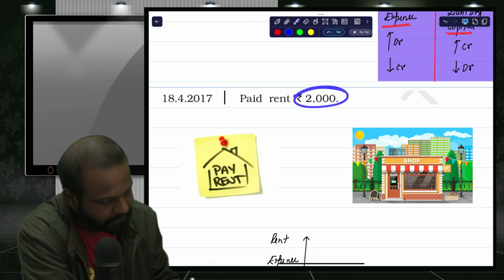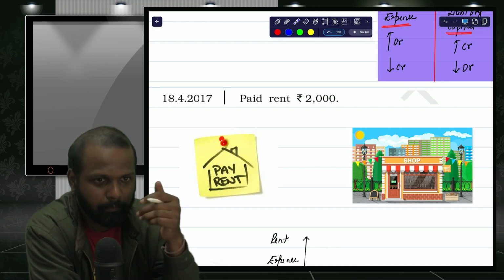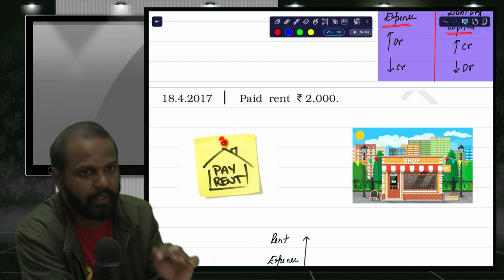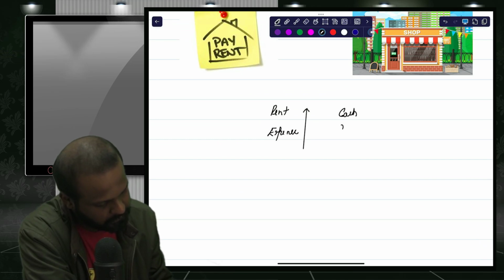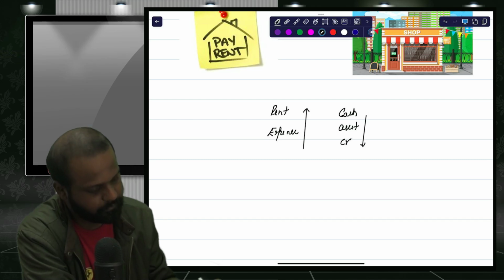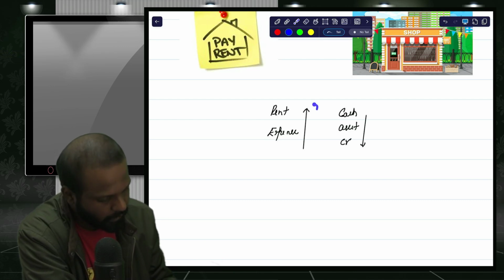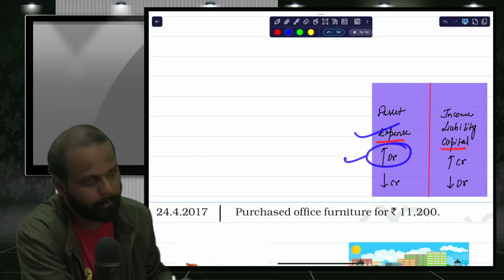Now you have paid this money, 2,000 rupees. Whenever you pay the money, money will go out. Cash will go out. Assume that this 2,000 is paid by cash. So if you have paid this 2,000 by cash, cash will decrease in the business. Cash is an asset. Asset decreases, we do credit. Expense increases, we do debit.